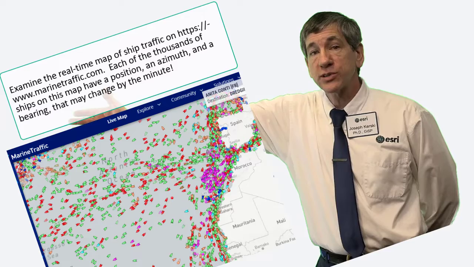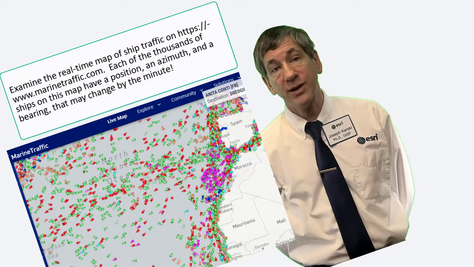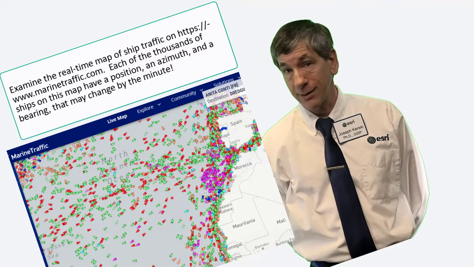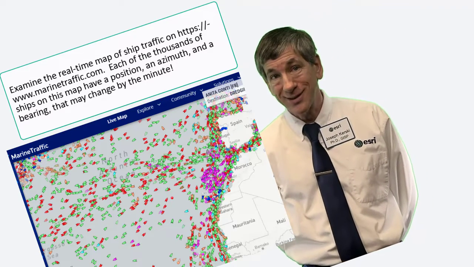Examine this real-time map of ship traffic on marinetraffic.com. Each of the thousands of ships on this map has a bearing, an azimuth, a position that may change by the minute.